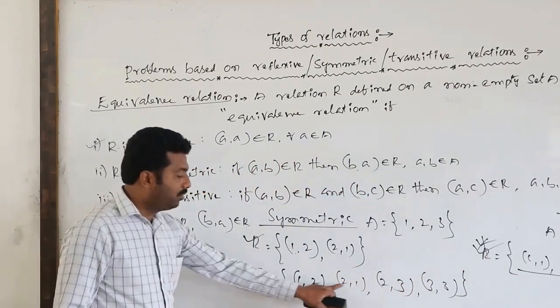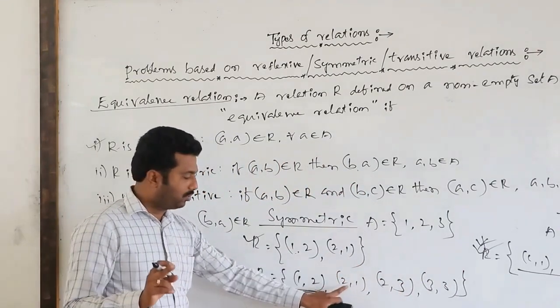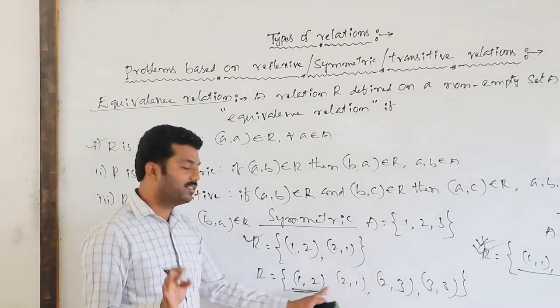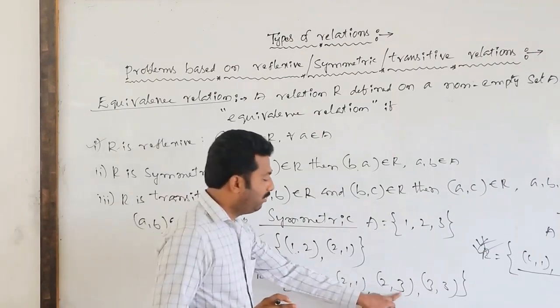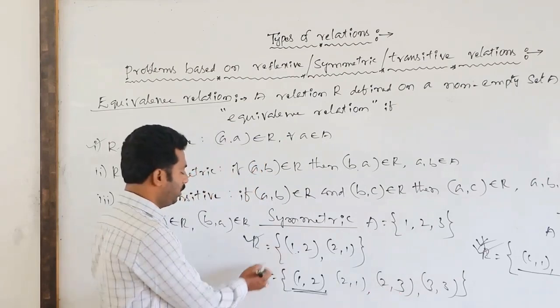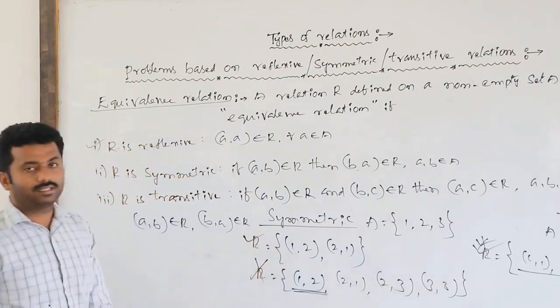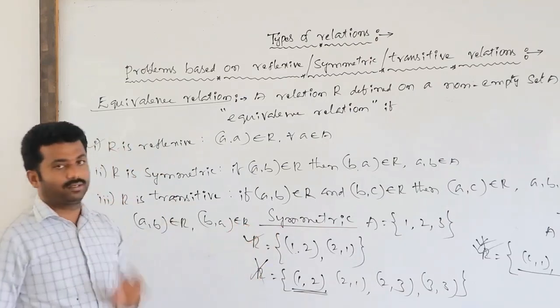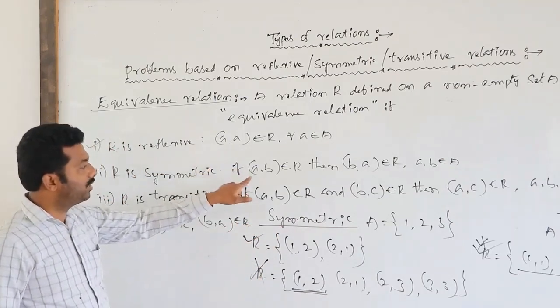See, (1, 2) is there, (2, 1), yes, symmetric is there. (2, 1) is there, (1, 2), symmetric is there. So these two pairs symmetric is there. (2, 3) symmetric, (3, 2). So (3, 2) is not there, so this is not a symmetric relation. Like that, while you are checking, you have to select pairs from the relation. So the definition you have to understand.